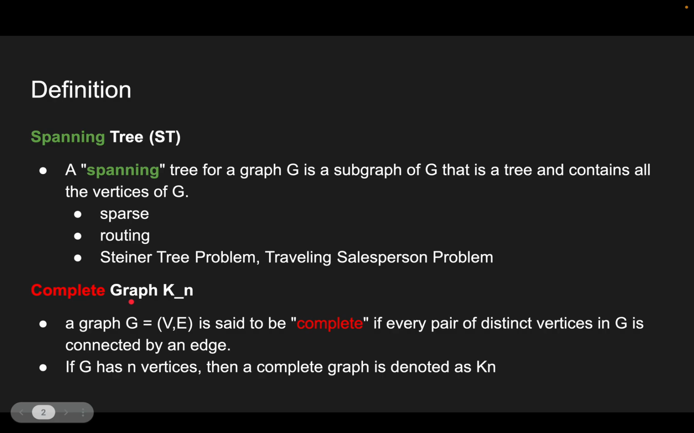The second definition is a complete graph, denoted by Kn. A graph is said to be complete if every pair of distinct vertices in the graph G is connected by an edge.